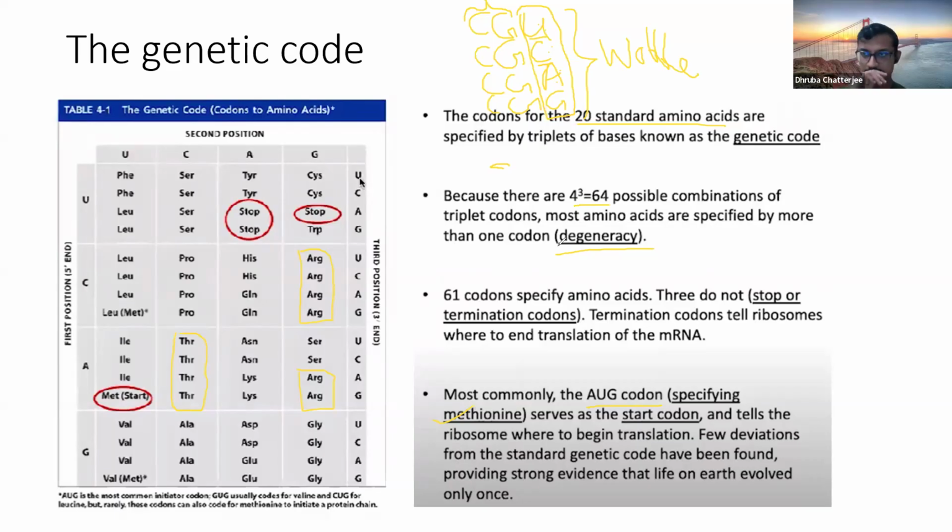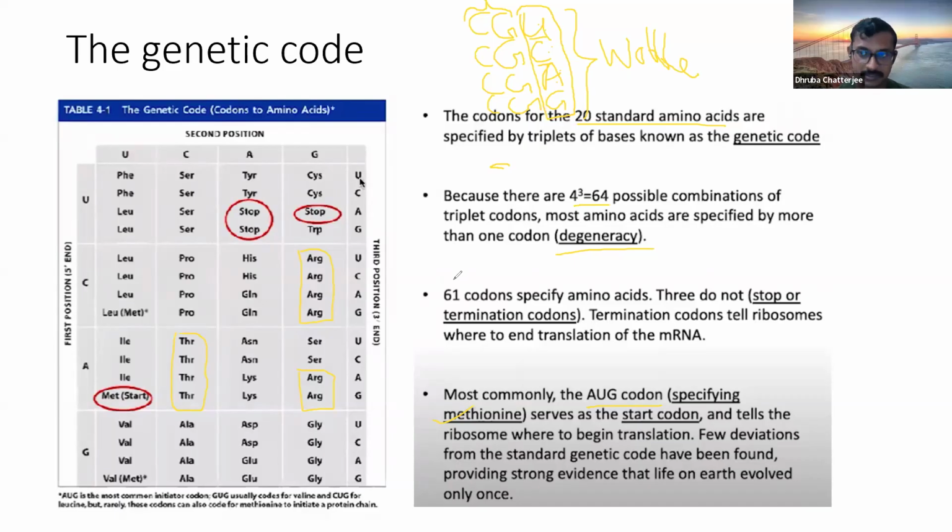So if the ribosome encounters any one of these three codons, which are the stop codons, there is no transfer RNA which can complementarily bind to these particular codons. So no amino acid-carrying tRNA comes in. Instead, the ribosome complex gets stalled when it encounters a stop codon.